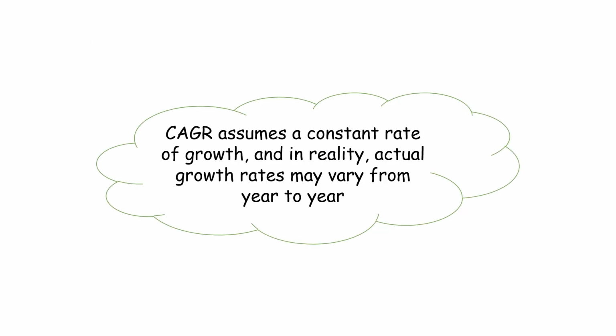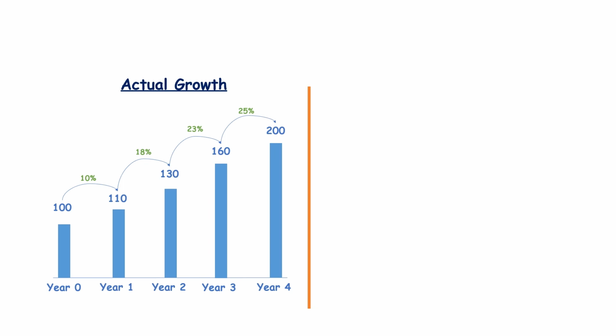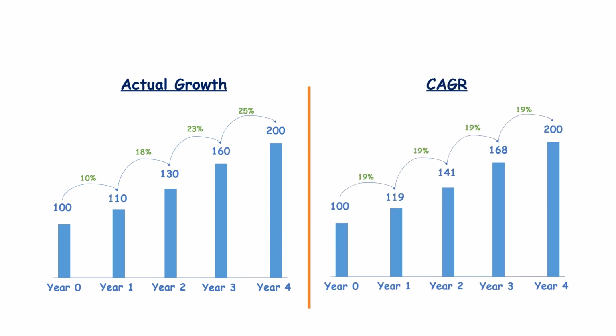Do remember that CAGR assumes a constant rate of growth, and in reality, actual growth rates may vary from year to year. Let's understand. This is the chart of actual growth rate, and this is the chart of CAGR growth rate. If you observe, the initial price in both the charts are same. Also the final price are same. The only intermediate prices are different.